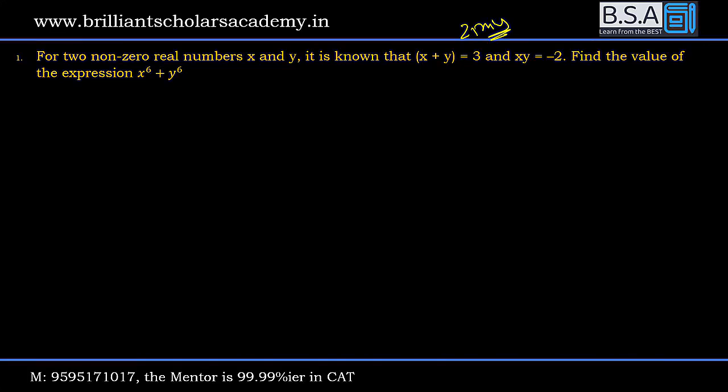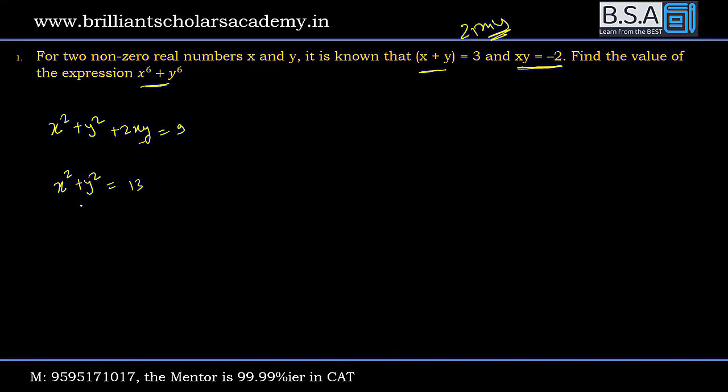So the first logical thing that you could do here is, अपने को power 6 चाहिए. We need power 6 of these. So I could square first and then perform a cube. Let us give it a try. If I square this first, I'll have x square plus y square plus 2xy is equal to 9. Luckily, x into y is given to us. Put it here. This will become minus 4, on the right side plus 4. x square plus y square is equal to 30.